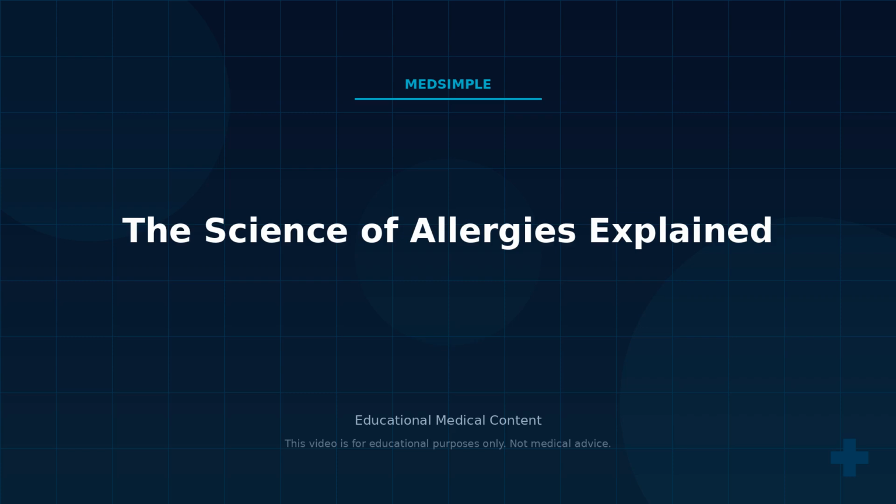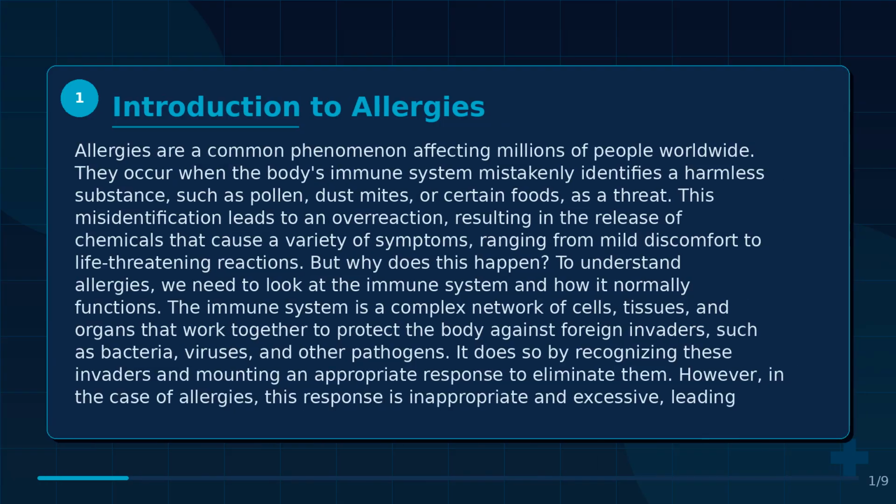Introduction to allergies. Allergies are a common phenomenon affecting millions of people worldwide. They occur when the body's immune system mistakenly identifies a harmless substance, such as pollen, dust mites, or certain foods, as a threat. This misidentification leads to an overreaction, resulting in the release of chemicals that cause a variety of symptoms, ranging from mild discomfort to life-threatening reactions. But why does this happen?